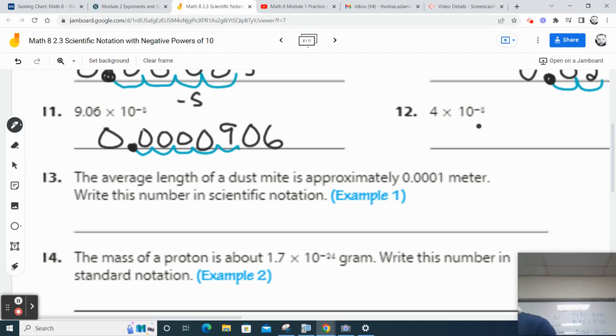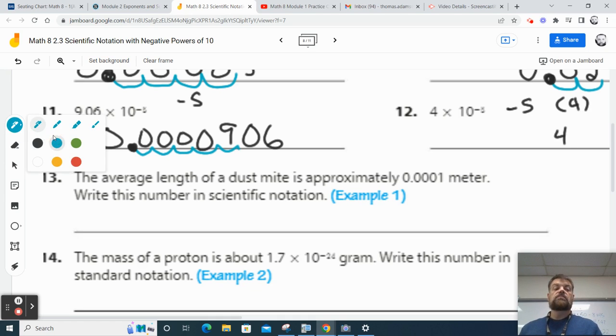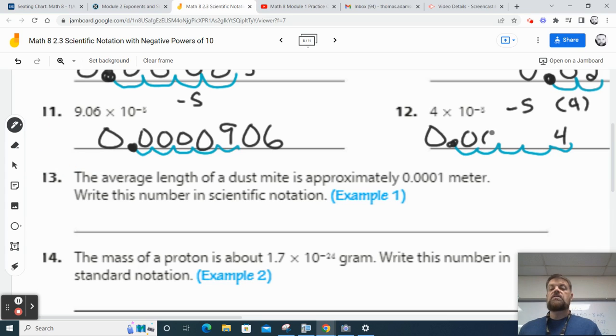So this is 4 times 10 to the negative 5. If you have 10 to the negative 5, how many zeros? 4. But let's do the math. So I start with 4, and I go 1, 2, 3, 4. Oh, 5, right? I've got to do one more. See? So I put that there. And from here, I have 1, 2, 3, 4 zeros, because one of those spaces is used to move away from the 4, right?